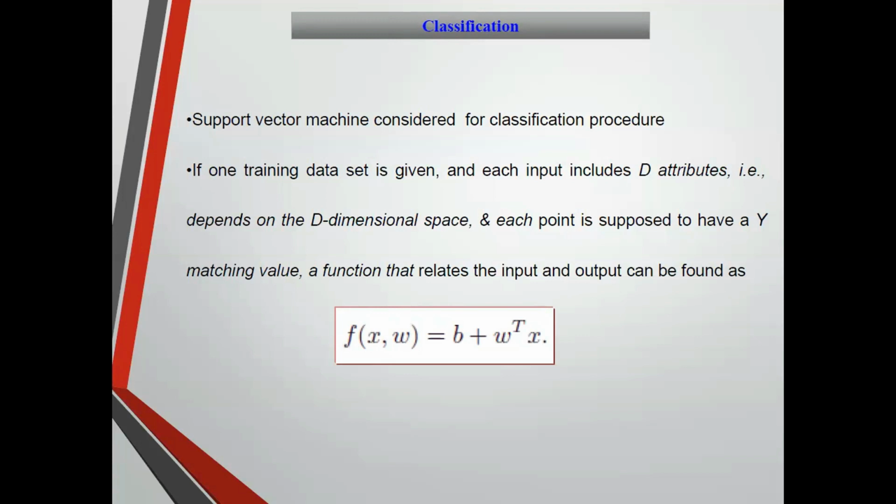If one training data set is given, with D attributes, it depends on the D-dimensional space. So at each point, it is supposed to have a matching Y value. That means a function that relates the input and output can be found with the help of this equation: f(x) = b + wᵀx. So the function requires the values of w and b.